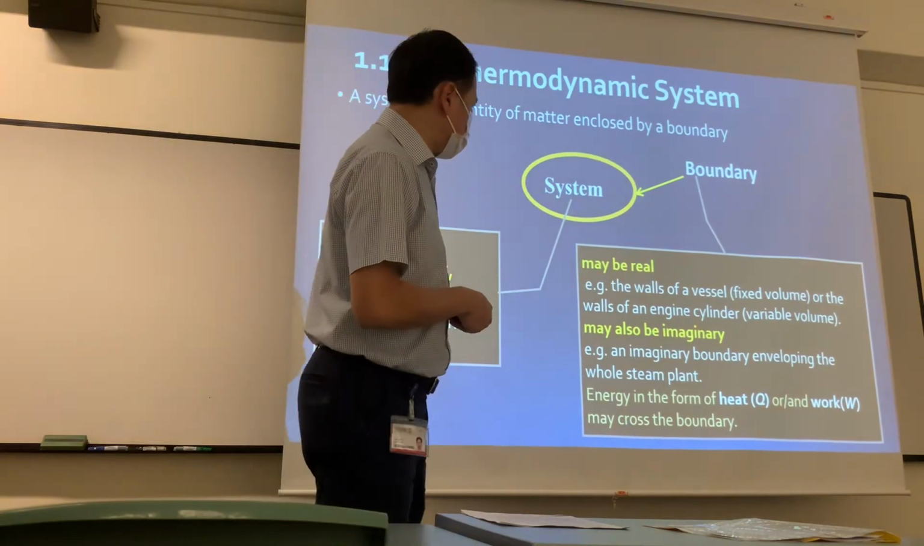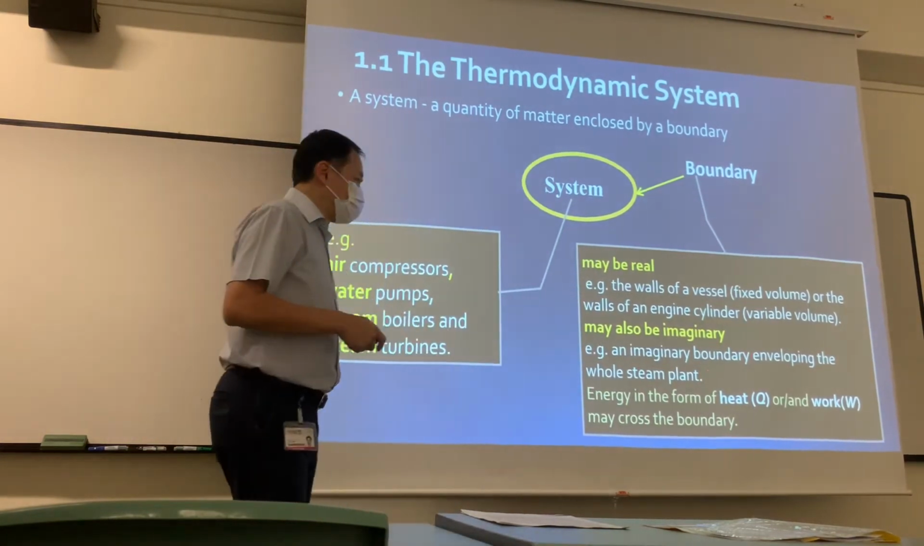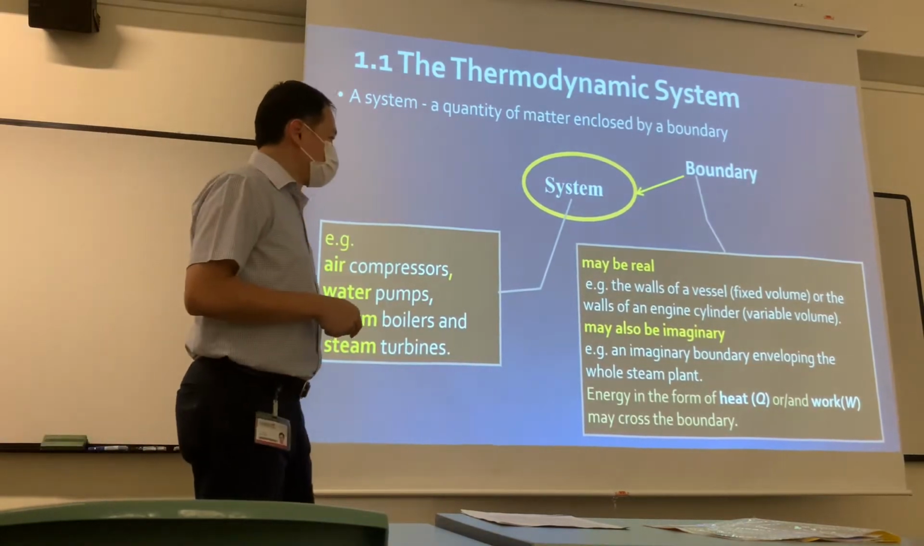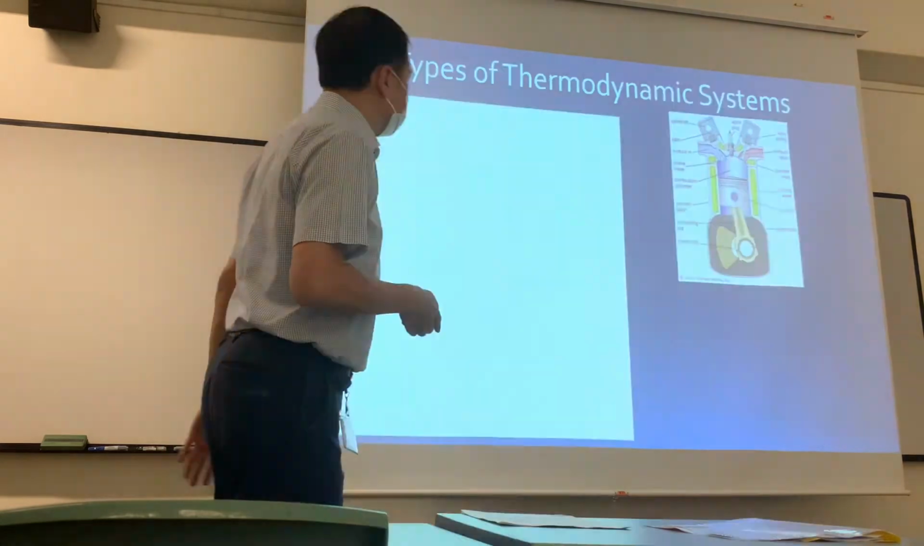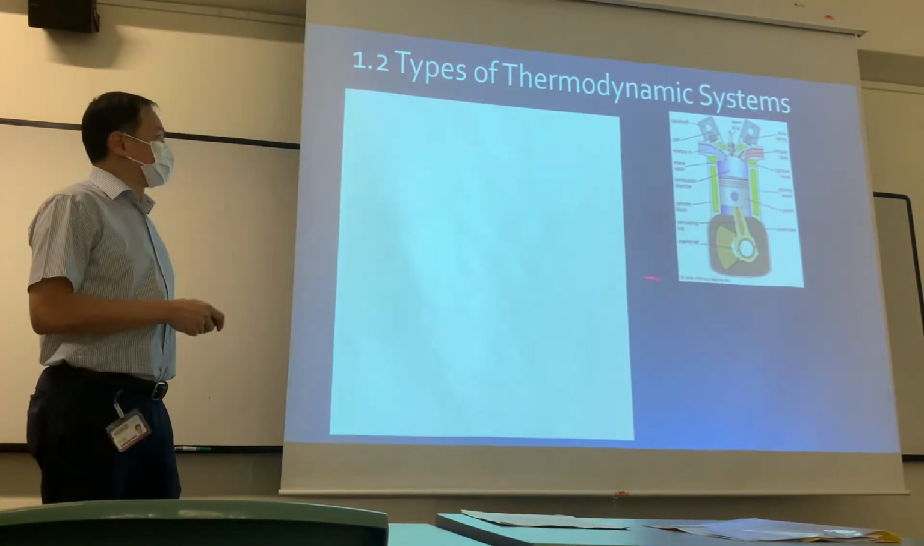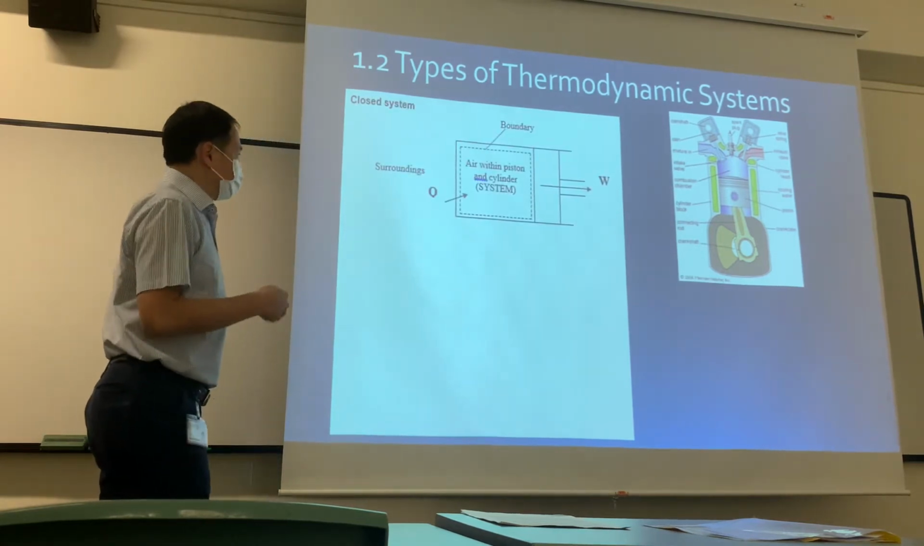Okay, so a boundary can be real or imaginary. Imaginary means you cannot really see it. What do I mean? It is better to illustrate with an example. First, something that you can easily see: a car engine.